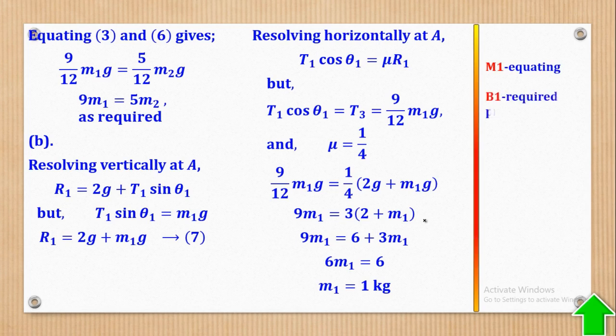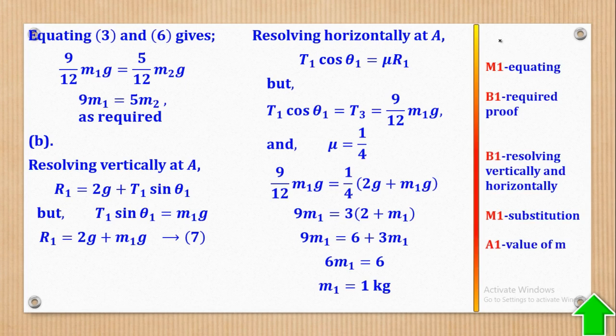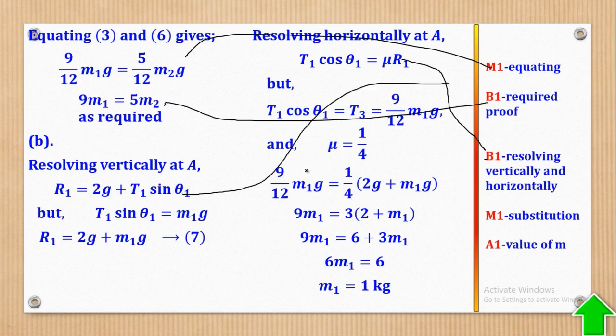Now let's see how much can be awarded. So M1 for equating, and B1 for the required proof, B1 for resolving vertically and horizontally. So this part and this part, that is B1, M1 for substitution, for substituting for this and this and that. Then A1 is for the value of M.